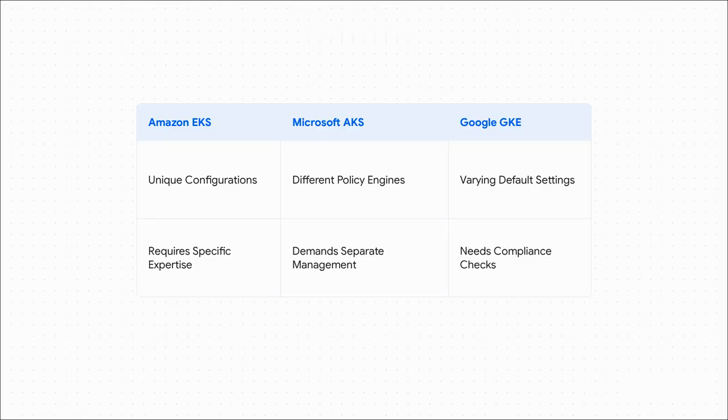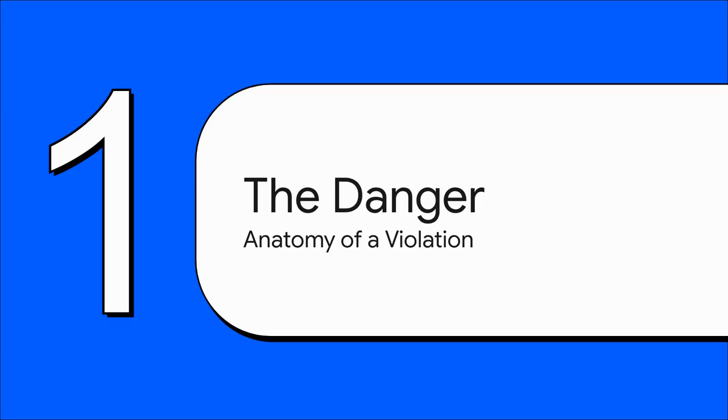And this slide lays out the core challenge perfectly. Trying to manage security on Amazon's EKS, Microsoft's AKS, and Google's GKE is like trying to enforce the exact same traffic laws in 3 different countries. Each one has its own unique way of doing things, its own policy engines. And this isn't just a technical headache, it's a huge drain on your team's time, and honestly, a perfect recipe for human error. Now, all this complexity isn't just an inconvenience. It creates real, tangible danger.